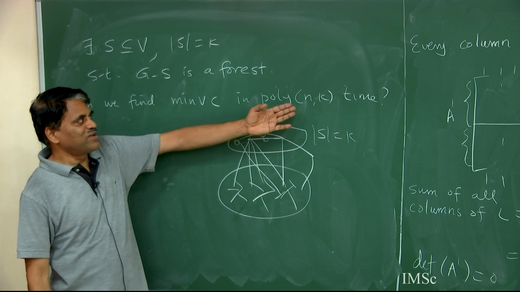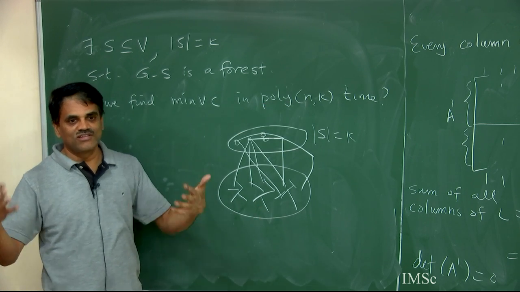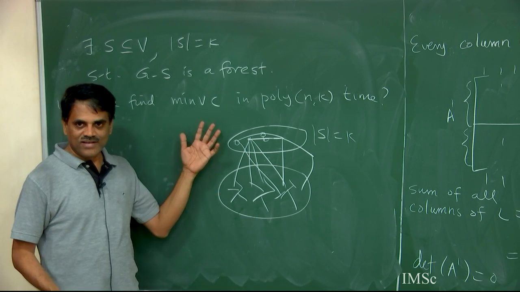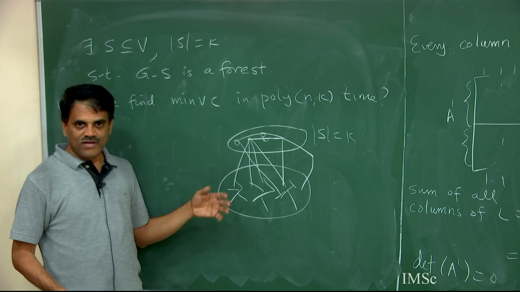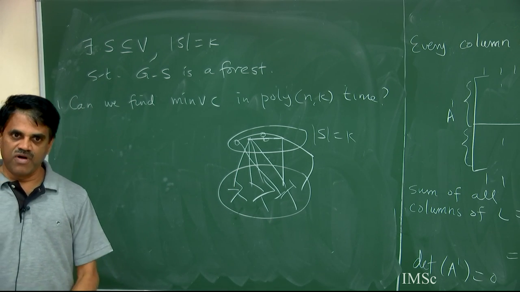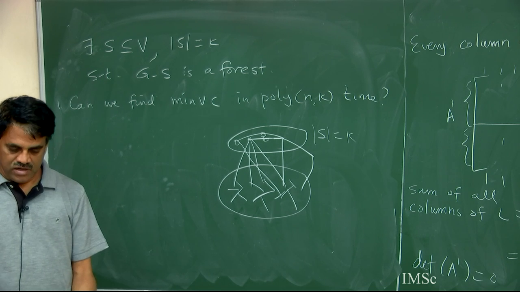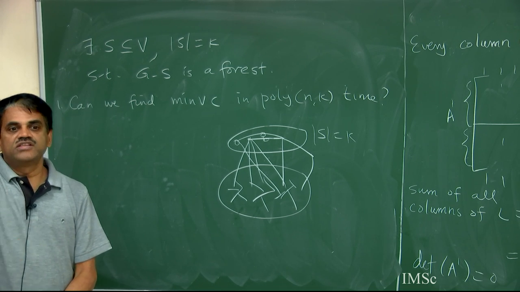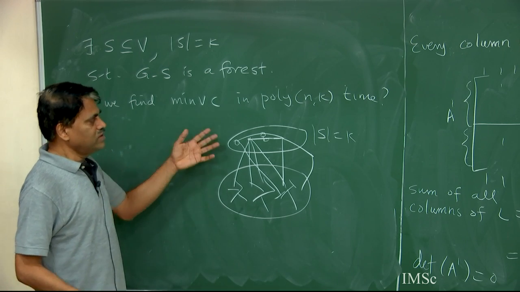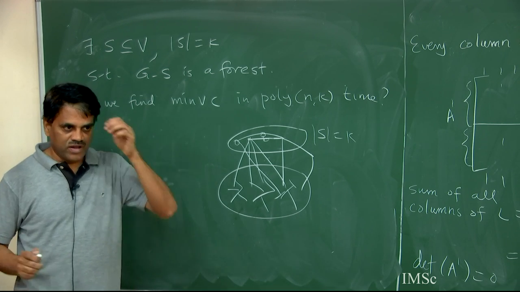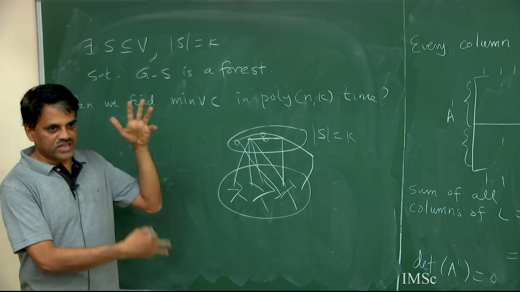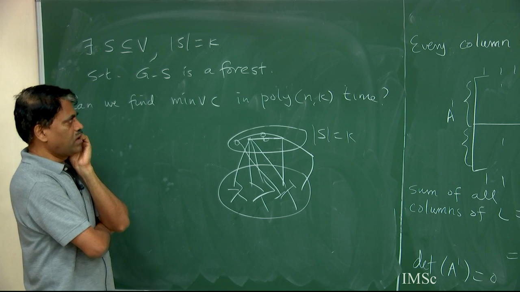If I can solve it in polynomial in n and k, I can solve the vertex cover problem in general, because any graph can be written like this. Take any graph, I just keep one edge, which is a tree, and everything else goes in what we'll call the modulator. And if you can solve it in polynomial time, you can solve the general vertex cover in polynomial time. So this is actually NP complete. This is sort of the reduction. Right?